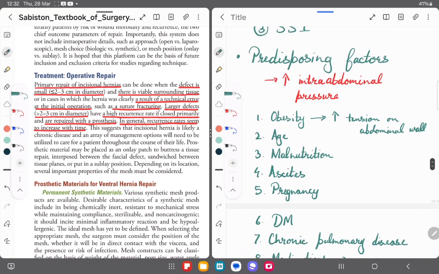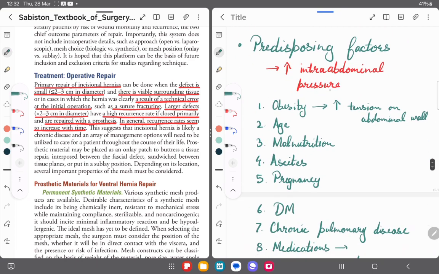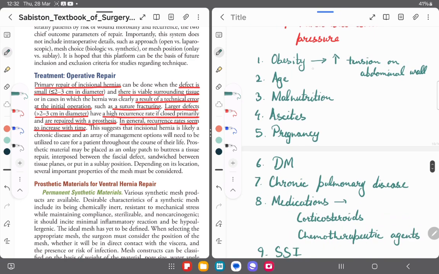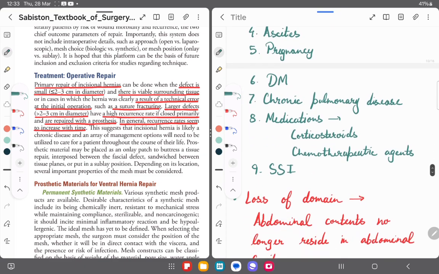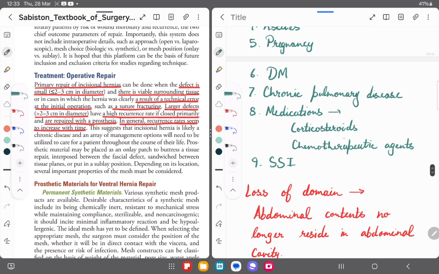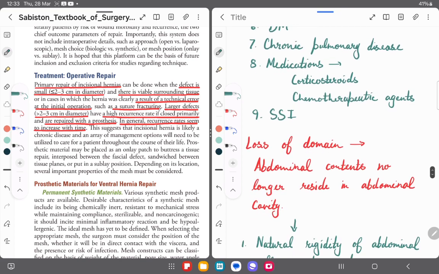So predisposing factors are those which increase the intra-abdominal pressure, such as obesity. Obesity, what does it do? It increases the tension on abdominal wall. Then we have age. Increasing age is a predisposing factor for incisional hernia. Malnutrition is a predisposing factor. Ascites, pregnancy, diabetes mellitus, chronic pulmonary disease, medications such as corticosteroids, chemotherapeutic agents, surgical site infections.